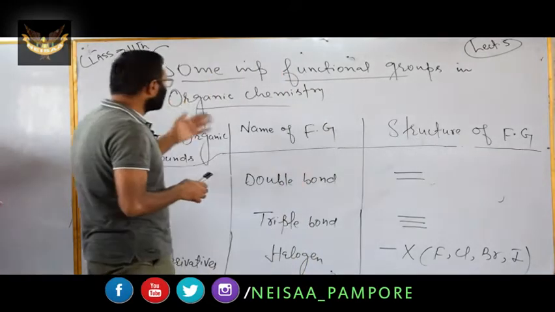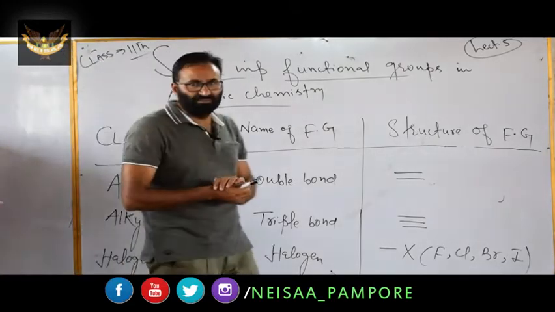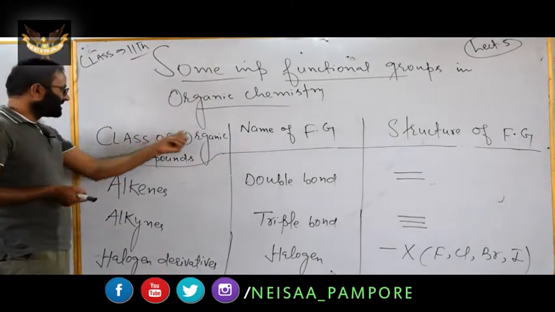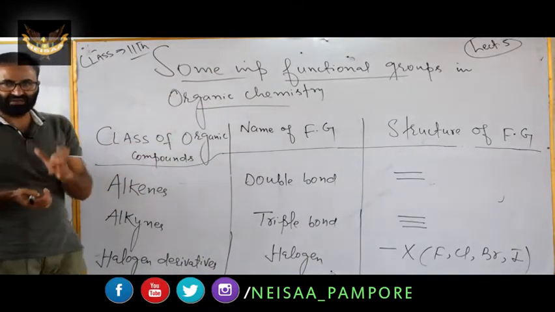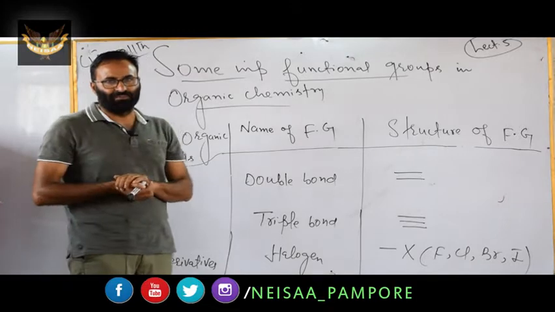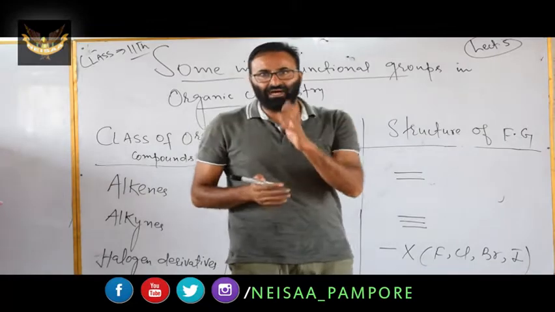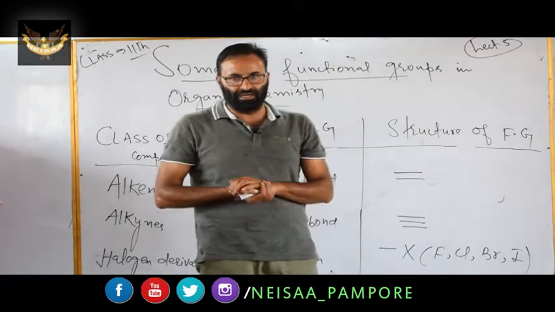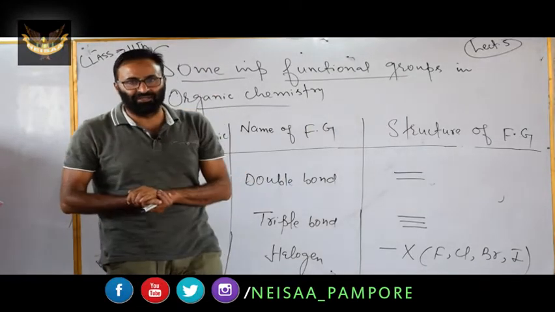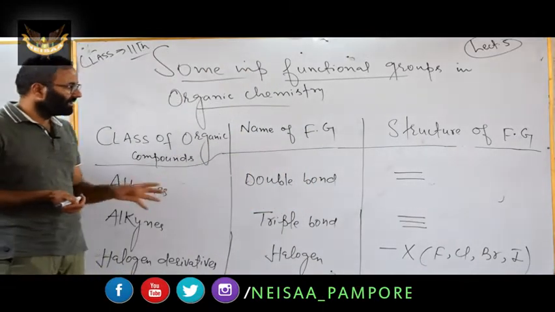Dear students, you have to mention some important functional groups in organic chemistry. You have to draw a table of 3 columns. Remember this point. In the first column, you have to mention the class of organic compounds, which class we have. In the second, you have to mention the name of the functional group. The class we have, for example, alkenes, is a class of organic compounds; what is the name of its functional group? That is the name of functional group. And in the third column, you have to mention the structure of the functional group. Dear students, you have to draw this very important table.